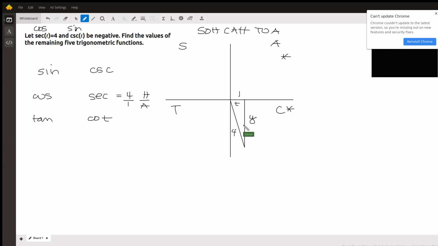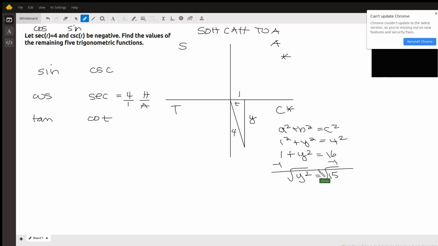So let's go ahead and label this unknown side, because to find all the trig functions, we need to have all these sides. So we can use the Pythagorean theorem to find our y side, and then once we have that, we should be able to find all of our trig functions. So by the Pythagorean theorem, a squared plus b squared equals c squared, where c is the hypotenuse. So if I plug in the values I know, 1 squared plus y squared equals 4 squared. 1 plus y squared equals 16. If I subtract 1 from each side, y squared equals 15. So y can be equal to plus or minus radical 15. Well, I know since this is in the fourth quadrant, this has to be negative radical 15.